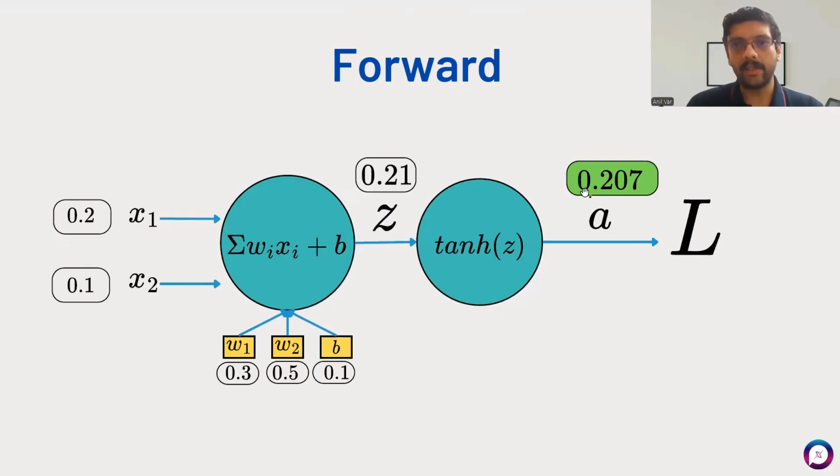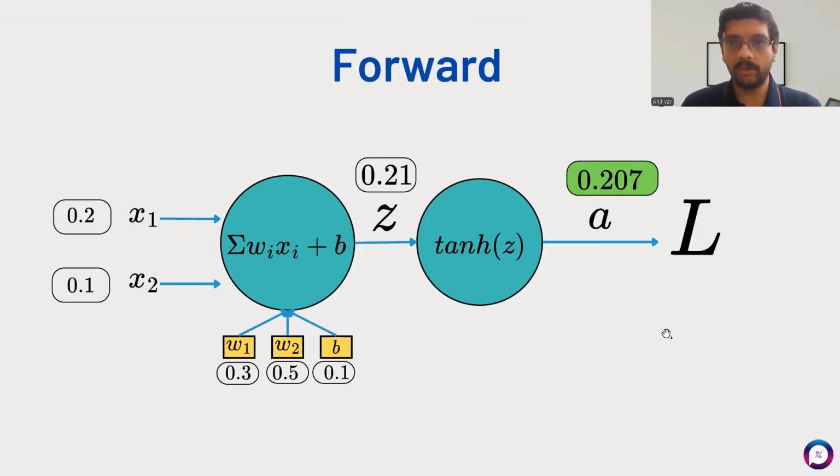The tanh of that is 0.207. And do check this out, make sure that it's correct. Now the output is A. Eventually, what you're going to have is a loss function, and you want a sensitivity with respect to that. So now we've got the forward pass, meaning we've taken the inputs and computed the output of this neuron.